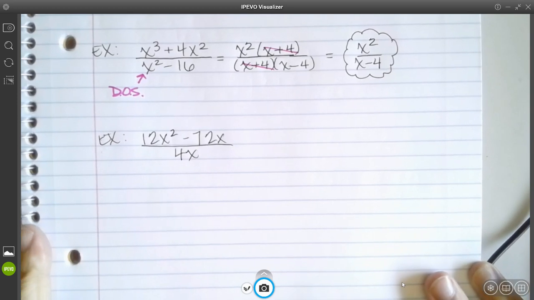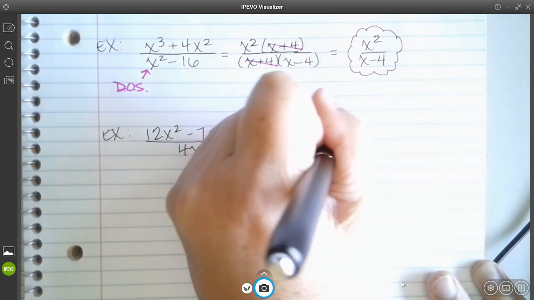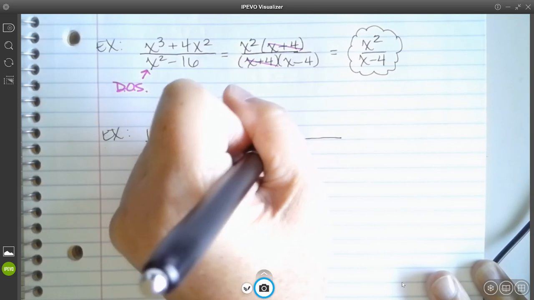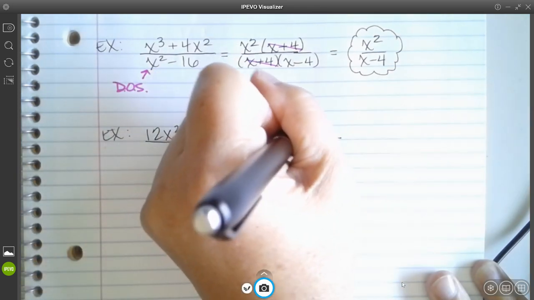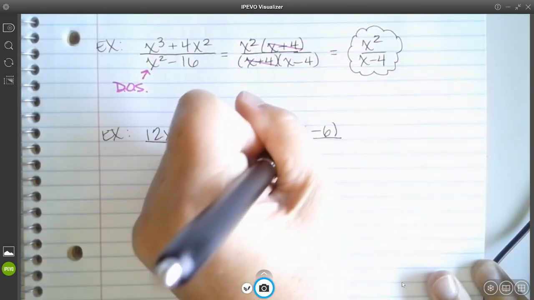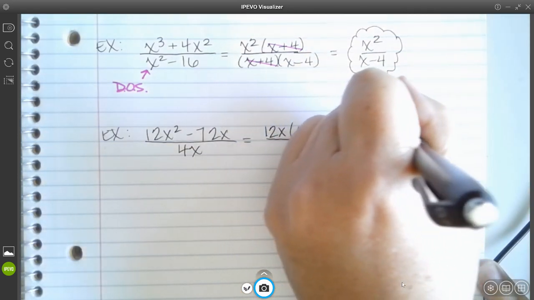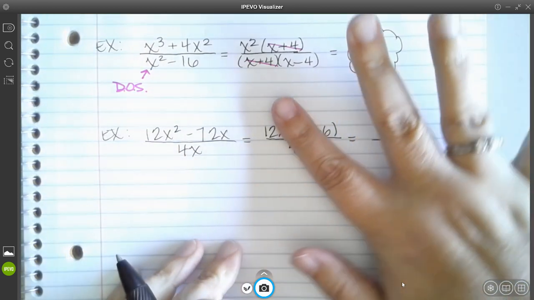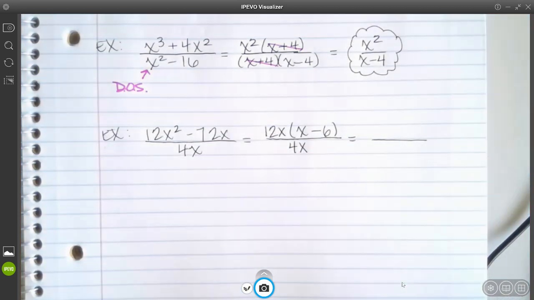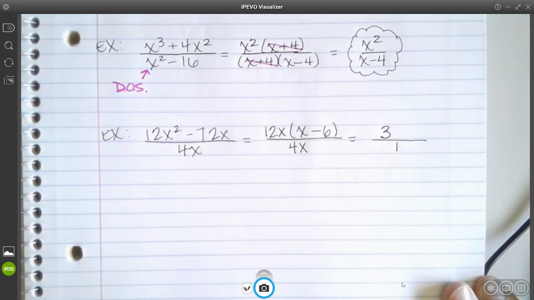All right, that will bring us to our last example. Our last example, again, has a GCF on the top. So I'm going to take out 12x. And when I do that, I'm left with x minus 6. And on the bottom, I have 4x. Now, for the moment, don't worry about any of the variables, and look at 12 over 4. Well, 12 over 4 is 3 over 1.